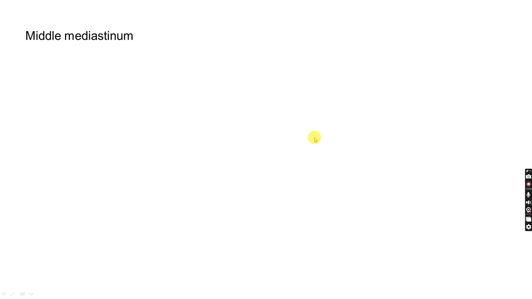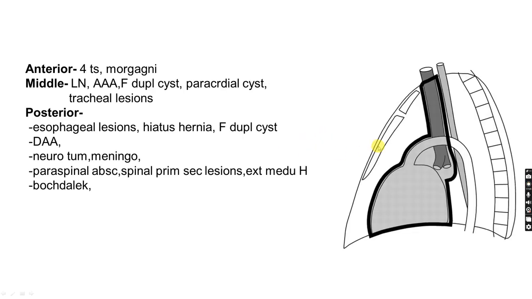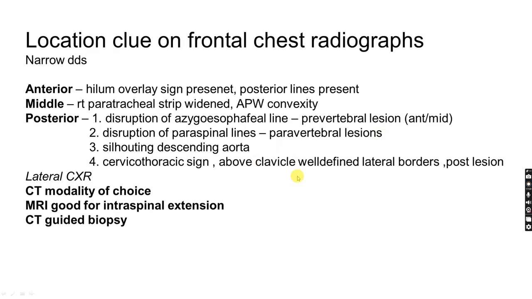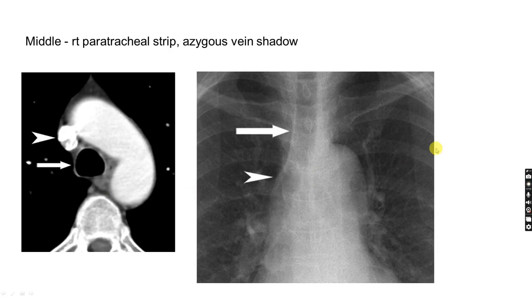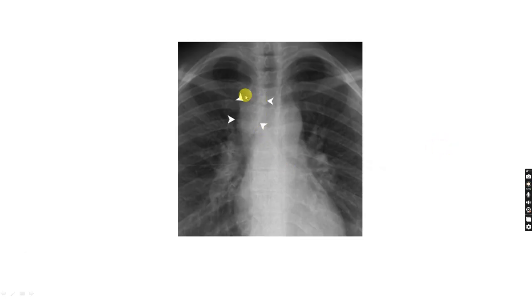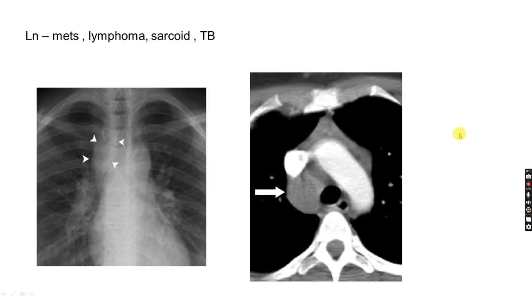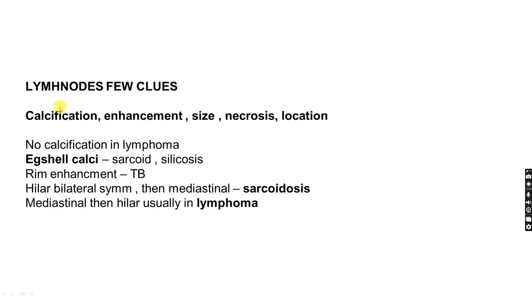Then what are the lesions in the middle mediastinum? We saw these location clues. Okay, we saw this also. This is azygous vein enlargement, azygous vein opacity enlargement. Sorry, and on CT there is a lymph node here. What are the common causes of lymphadenopathy? Metastasis, lymphoma, sarcoid, tuberculosis. What are the important clues, especially on the CT? Calcification, enhancement, size, necrosis, location.